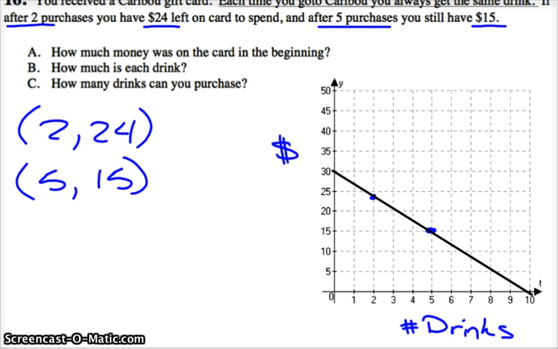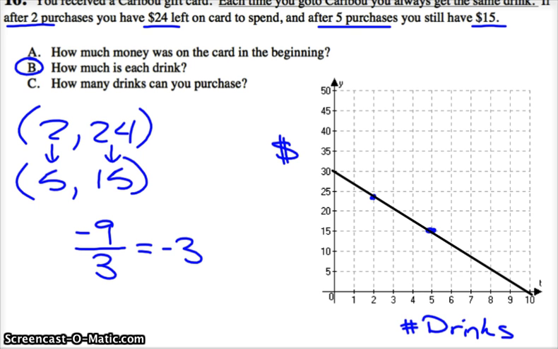We have our 2 coordinates, and how much each drink is, right here, is our slope of the line, our rate of change. Every time we buy a drink, we lose money. And so we can find our rate of change, or our slope of this line, by figuring out these 2 points, what our slope is. So remember, slope is our rise over our run, or our change in our y's over our change in our x's. From 24 to 15, start with our y's, we're losing $9. So negative 9's on top. And then from 2 to 5, we are buying 3 drinks. So we'll have 3 on the bottom. Simplifying that, you get a slope of negative 3.